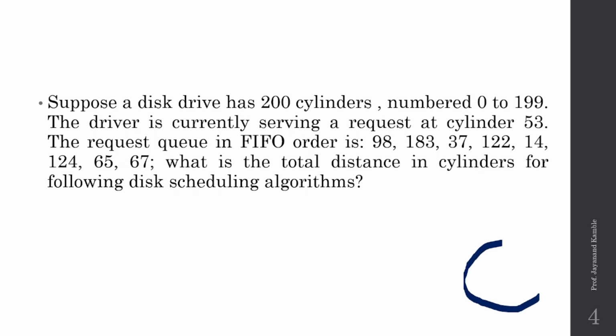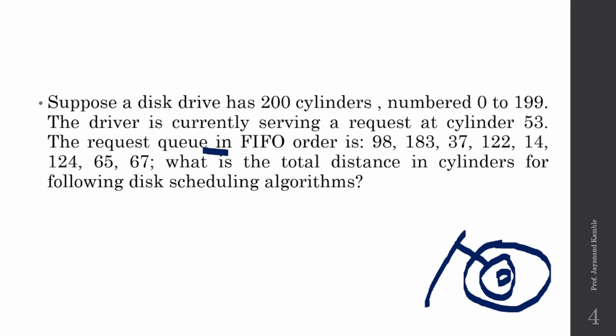So this is my disk and the total number of cylinders on this disk is 200. The numbers are from 0 to 199, so 0 is the innermost cylinder and the outermost cylinder is 199. The driver is currently servicing a request at cylinder 53, so assume the read-write head is currently at cylinder number 53.